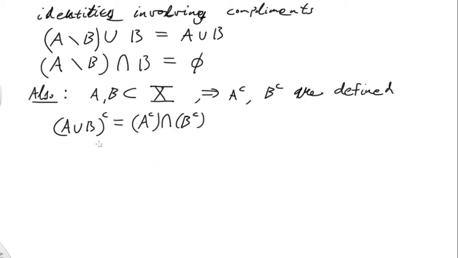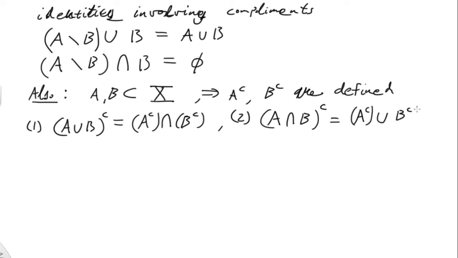Okay, and likewise, I'll call this one identity 1, and the second identity, 2, is going to be if I take the intersection of A and B, and then I take the complement of that, that is going to be the union of the complements. And to see this, you can use this sort of Venn diagram style picture to kind of get an idea of what this is.